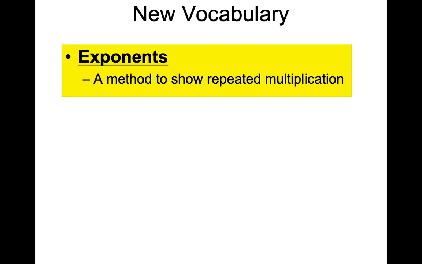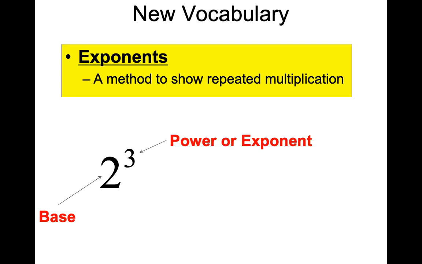If multiplication is repeated addition, then exponents would be repeated multiplication. Did I confuse you? All right. So what do we call the big number? We call the big number the base, and we call the smaller number the power or the exponent. The power or exponent goes to the upper right.